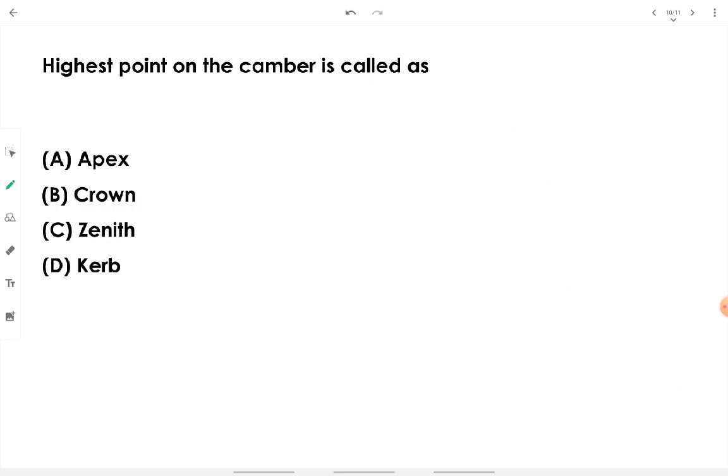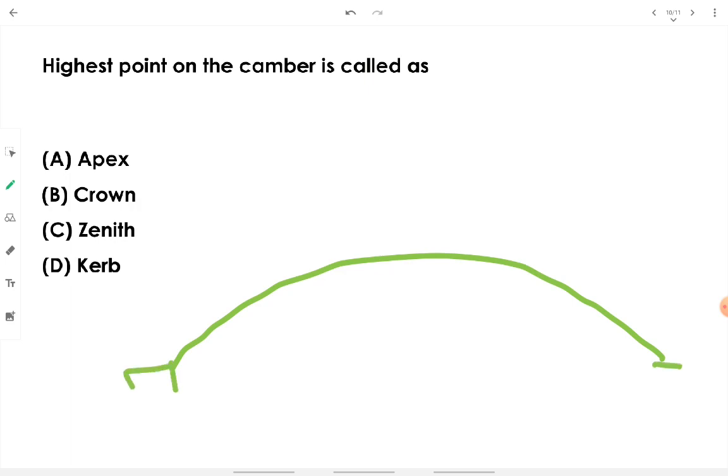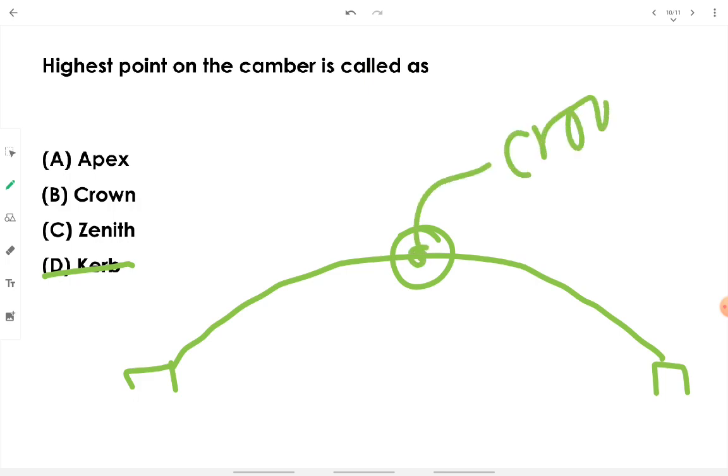The highest point on the camber is known as, I think we just uttered the word. Try to remember, we said something regarding the highest point on the camber. For example, this is the parabolic camber we are providing on a road. Now this specific point is known as what? Apex, crown, zenith, curve? Curve is not even a case, curve is a different component of the road. Apex, crown, zenith all mean the topmost position, but in the case of camber we call this specific point the crown. Remember, the highest point on the camber is the crown.